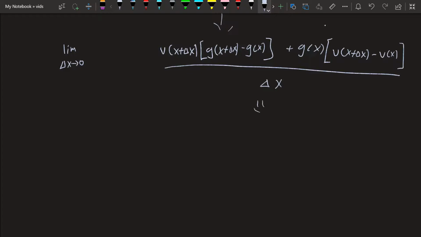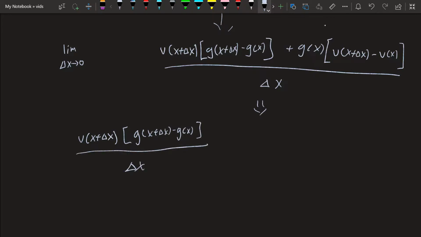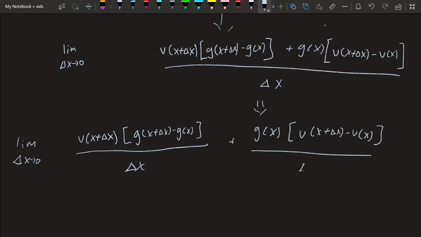We can split the fraction and we're going to be left with v of x plus delta x multiplied into g of x plus delta x minus g of x, this over delta x, and of course we have the limit, plus g of x. All I did was I just split the fraction. Simple mathematics, right? Over delta x.